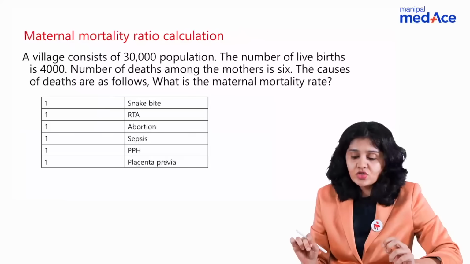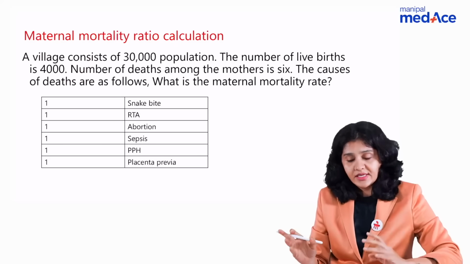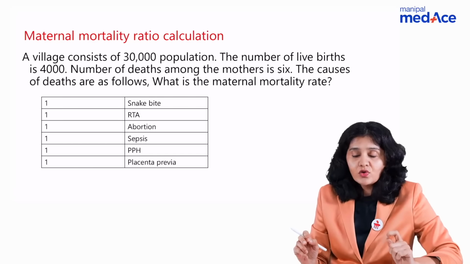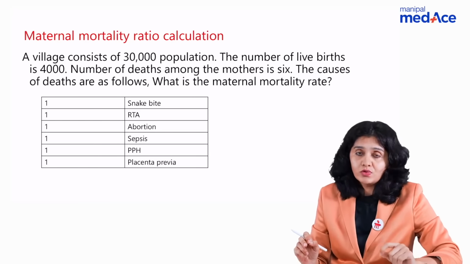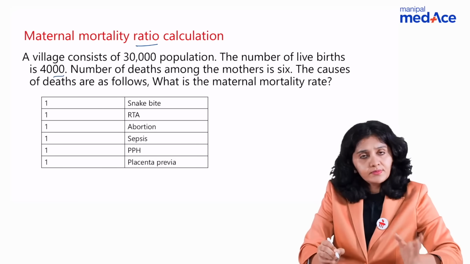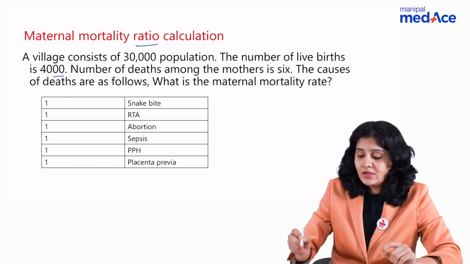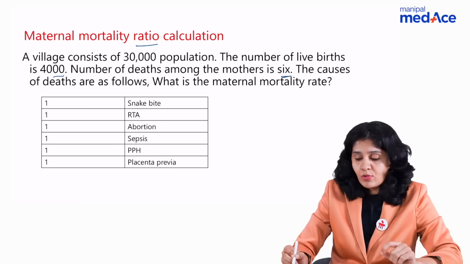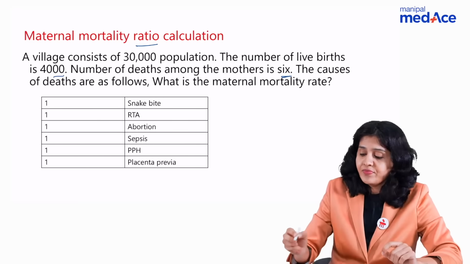Moving on to the next question, maternal mortality ratio calculation. I think this was asked in the second shift. A village consists of 30,000 population. The number of live births is 4,000. All right. So we are calculating ratio and they have given number of live births. Number of deaths among the mothers is 6. Okay, number of deaths is 6 among the mothers. The causes of deaths are as follows. What is the maternal mortality ratio?